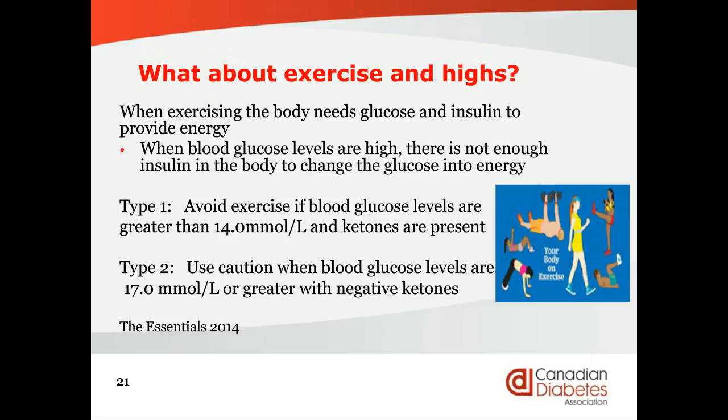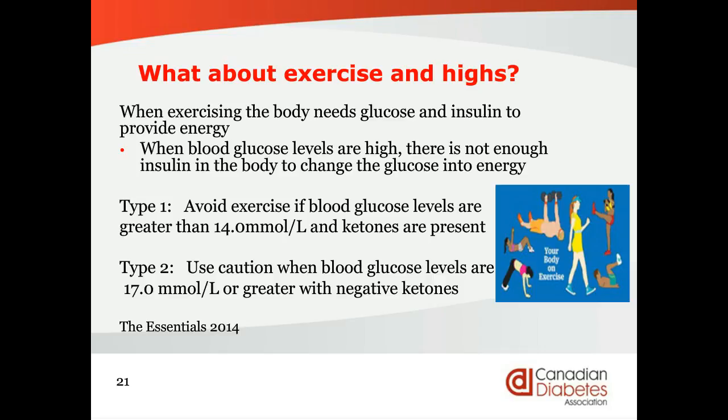What about exercise and highs? Well, when you exercise, the body needs glucose and insulin to provide you energy. When your blood glucose levels are high, there is not enough insulin in the body to change the glucose into energy. So it's suggested that when you have type 1 diabetes, you avoid exercise if blood glucose levels are greater than 14 millimoles and ketones are present.